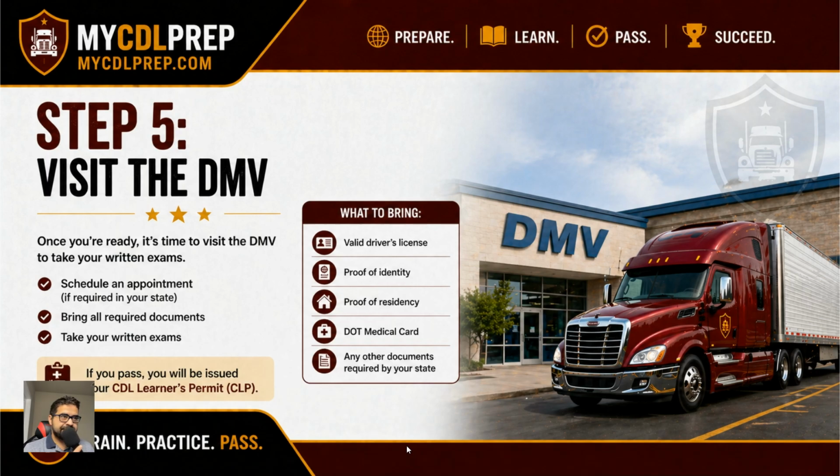Step 5 is to visit the DMV. Once you're ready, it's time to visit the DMV to take your written exam. Schedule the appointment if required by your state. Most of the time, you can do this online now. You can schedule everything online.